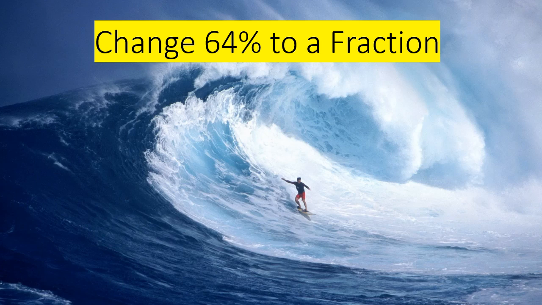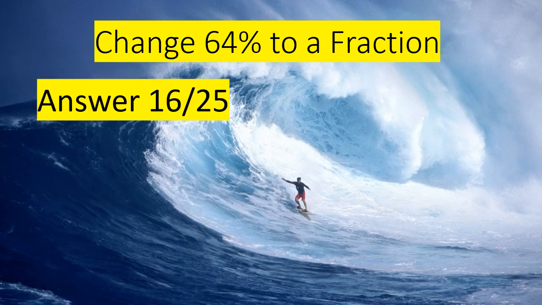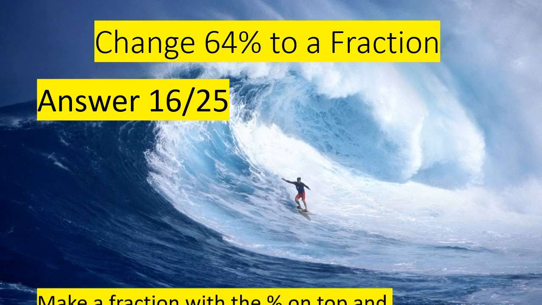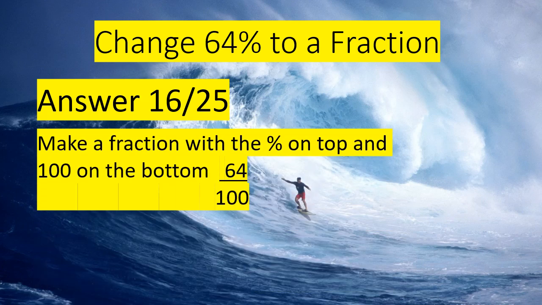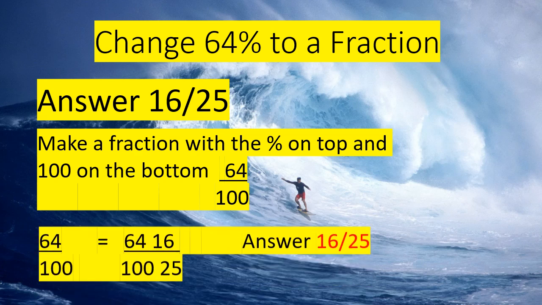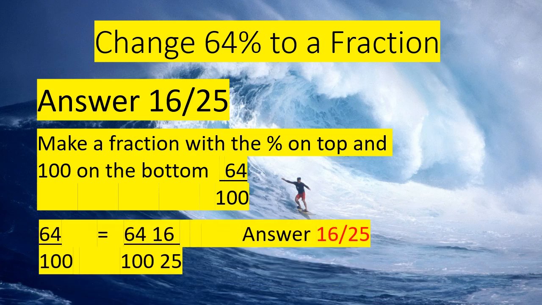So we change 64% to a fraction. And the answer for that one, 16 by 25. What do we do? We made a fraction with the percentage on the top and 100 on the bottom. So 64 by 100. And then we divided the top and the bottom by 4. So we got 16 over 25, and that is the answer.